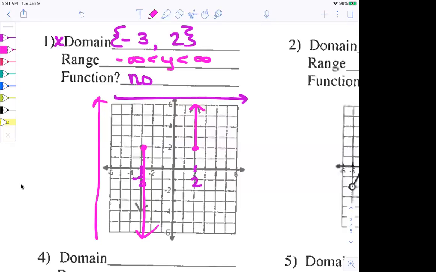So you kind of have to think, is the graph stretching and moving from one piece to the next? That's when I use inequalities. Or is it just touching single values? If it's just touching single values, then I'm just listing those single values it's touching. Any questions?